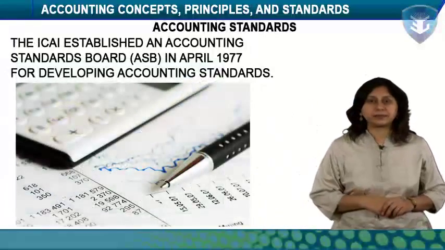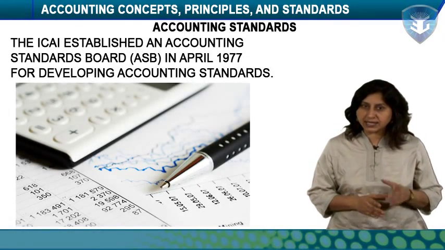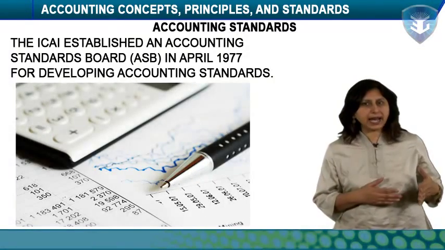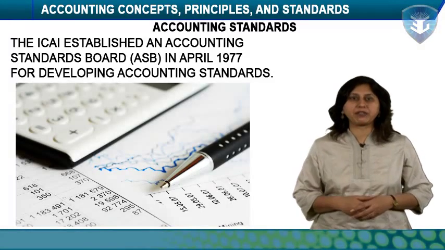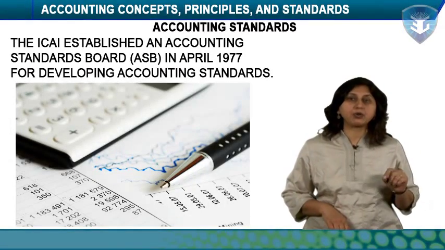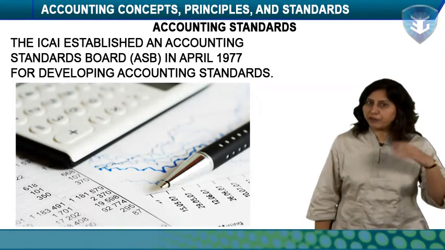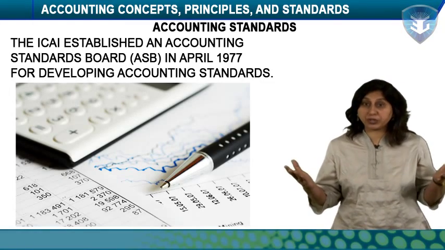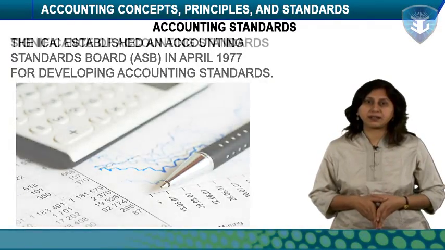Accounting standards. Accounting standards can be defined as the written statements issued regularly by accounting institutions. These standards are used to hard-code the accounting principles that have been generally accepted widely. The ICAI established an Accounting Standards Board, ASB, in April 1977 for developing accounting standards. Professionals in many countries have shown great interest in preparing as well as implementing the accounting standards.